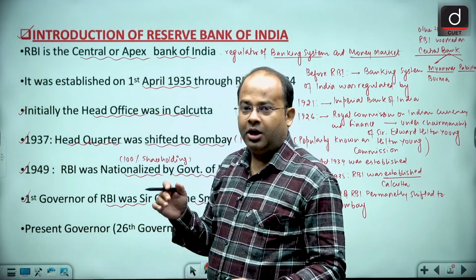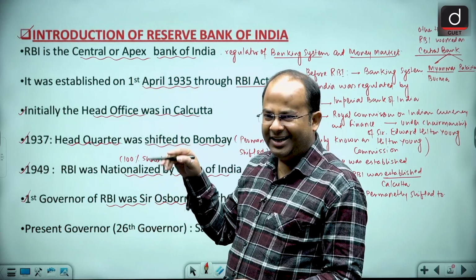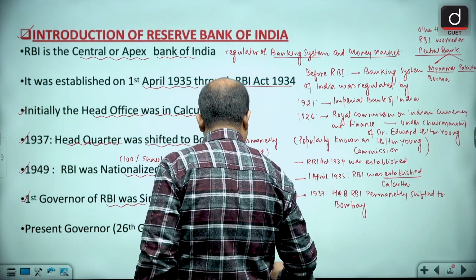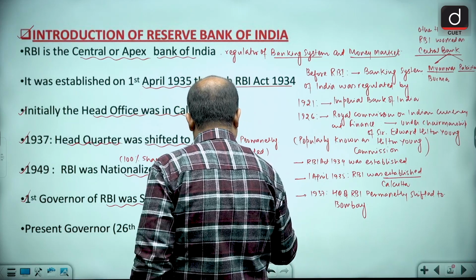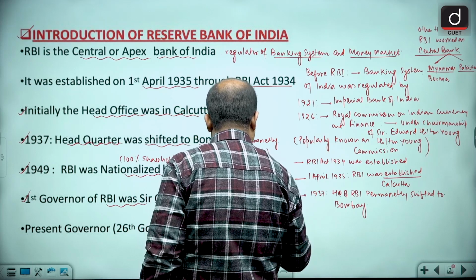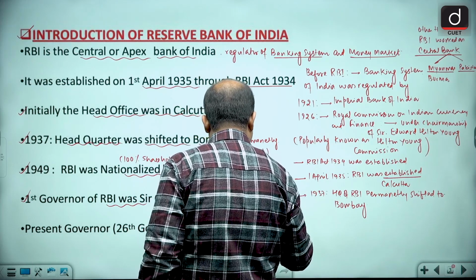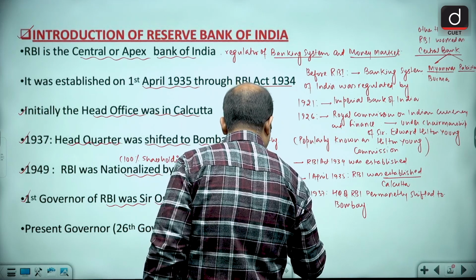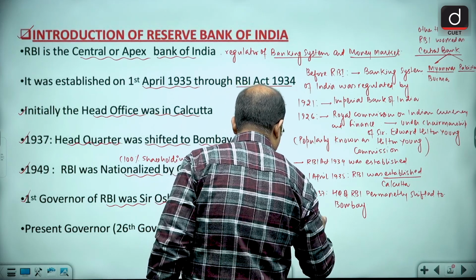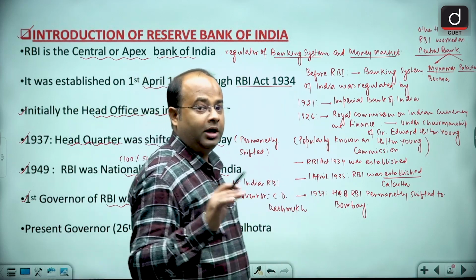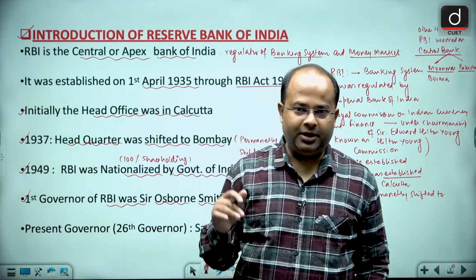He was British. Other than this, the first Indian RBI governor was C.D. Deshmukh. That was Chintaman Dwarkanath Deshmukh. He was the first Indian RBI governor.